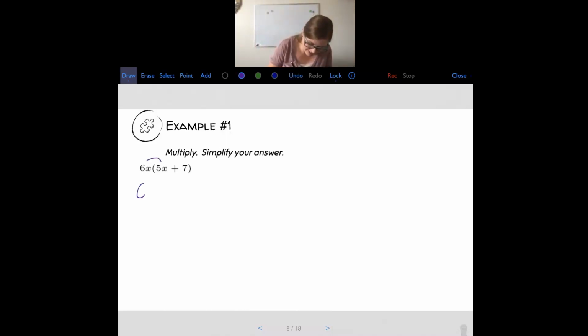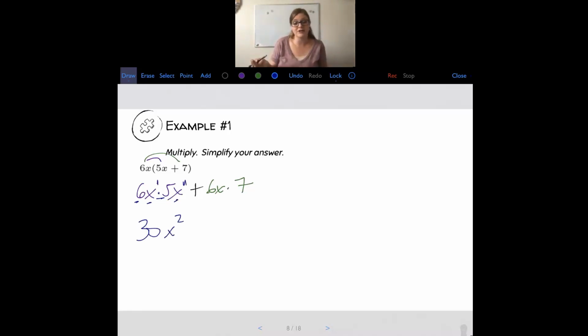Okay, so this is 6x times 5x plus 6x times 7. Okay, so 6x times 5x, remember 6 times 5 is 30, and x times x is x squared. You can write ones here if you want, and remember that you're adding those together because you're multiplying bases with exponents. Next, in this case, we have 6 times 7 and just x. So this is our final answer, 30x squared plus 42x.